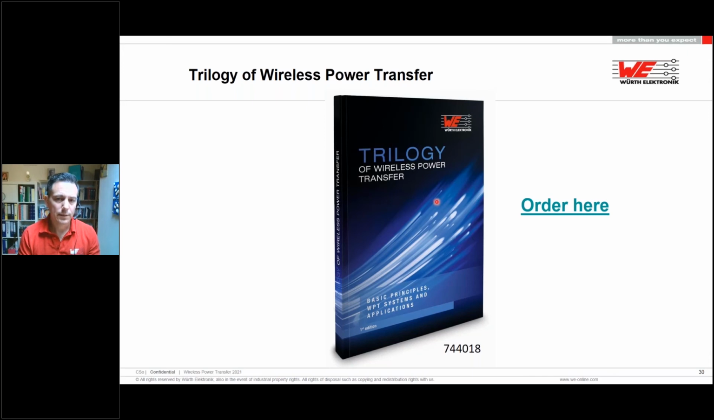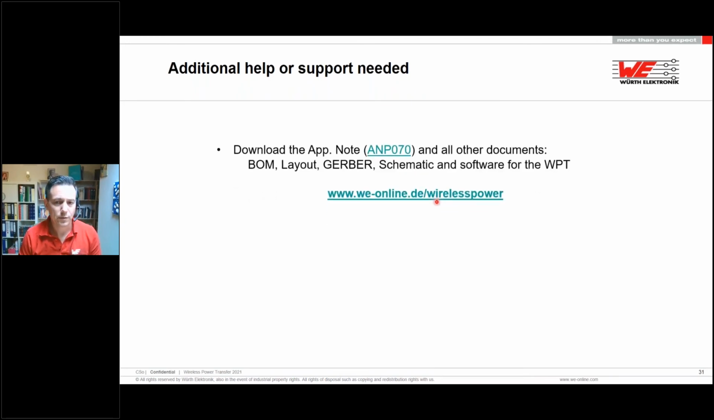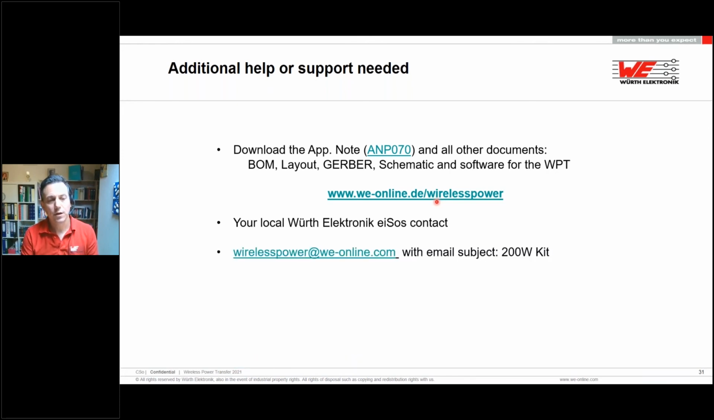If you want to have a little bit more information about wireless power transfer, we have our book, The Trilogy of Wireless Power Transfer. I have it here on my bookshelf. You can see every time I need some information, I can have a look at it. And for sure, you can also order it on our website. If you need additional support, as I mentioned before, you can go to our website for the wireless power, where you find the application note, the schematic, the software, or you can directly contact your local Würth Elektronik sales team or FAEs, or send us an email to our wireless power hotline with the subject 200 watt kit.